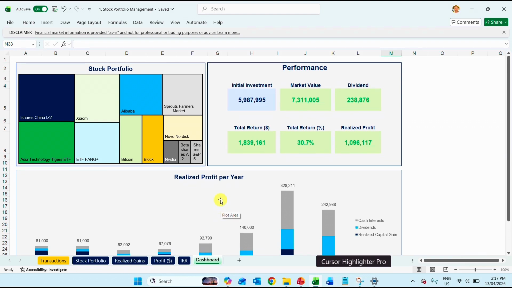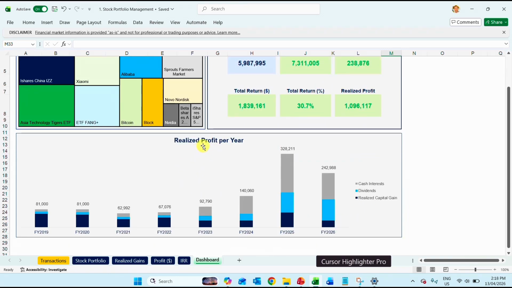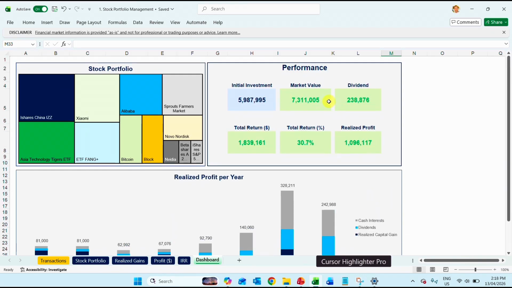And finally, we've got the dashboard with here your stock portfolio, performance, and the realized profit per year, which includes cash interest, dividends, and realized capital gain. So it does not include unrealized capital gain, even if that's a key metric that you should follow, but it's return, market value, total return. So the total return includes everything, both realized gain, unrealized gain, dividends, and cash interest.